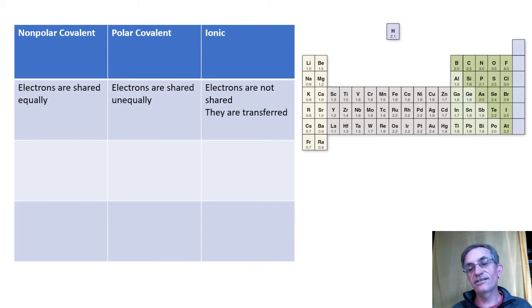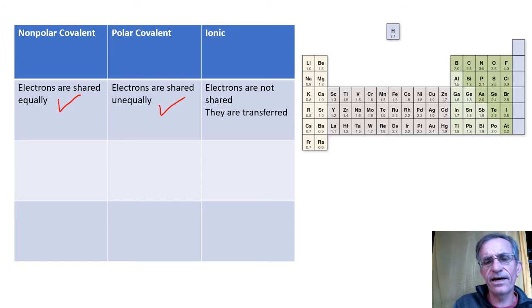Again, there are three kinds of bonds: non-polar covalent, polar covalent, and ionic. The difference is that electrons can be shared equally. If they're shared equally, that's called a nonpolar bond. If electrons are shared unequally, that's called a polar covalent bond. The last kind is called an ionic bond, and in an ionic bond, they're not actually shared at all. One atom is just taking them from the other atom. So electrons are not shared, they're transferred.